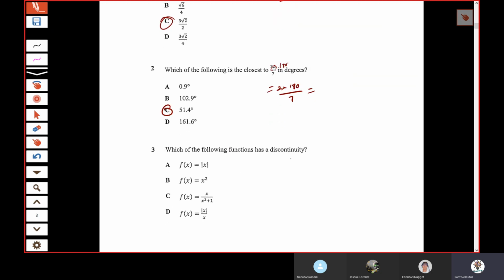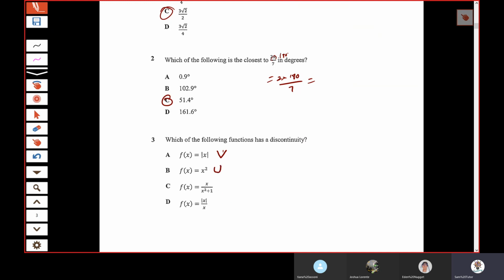Which of the following functions has a discontinuity? All right, so that means it's not continuous, so there's a pause. We know these ones are v's, so that's continuous. This is a parabola, continuous. We're tossing up between these two. This one here is continuous because the bottom does not have any x values that will make x squared plus 1 equal to 0.